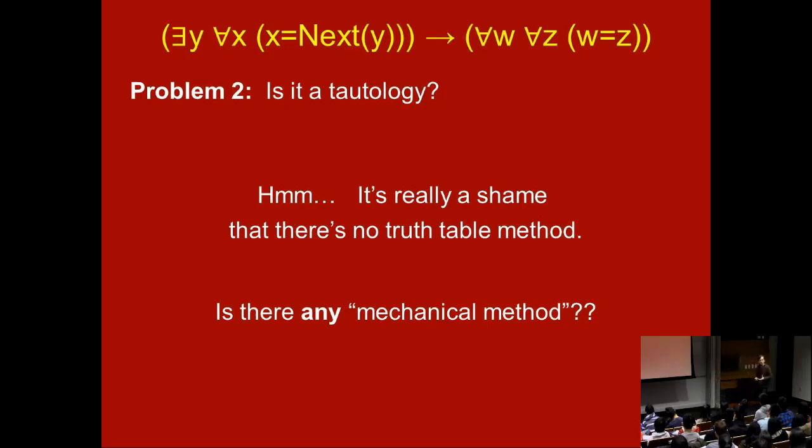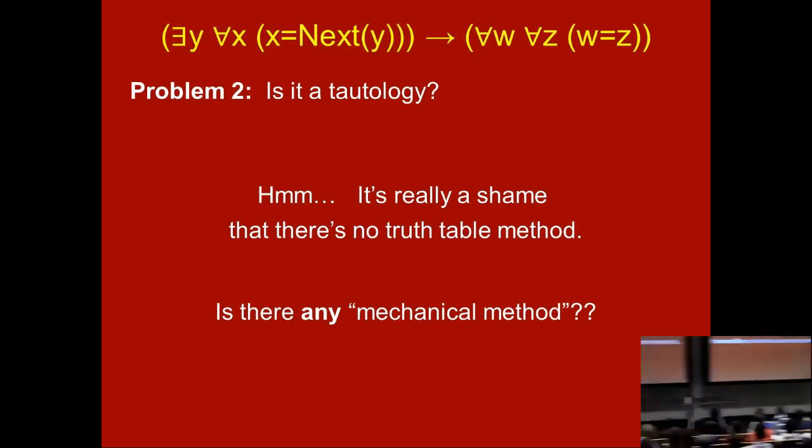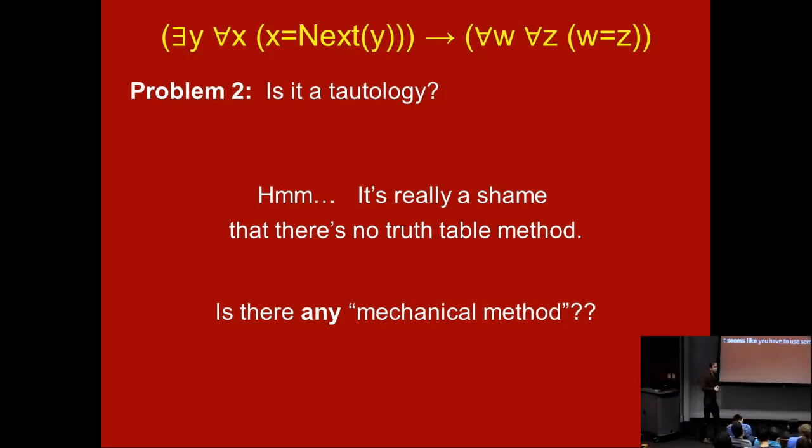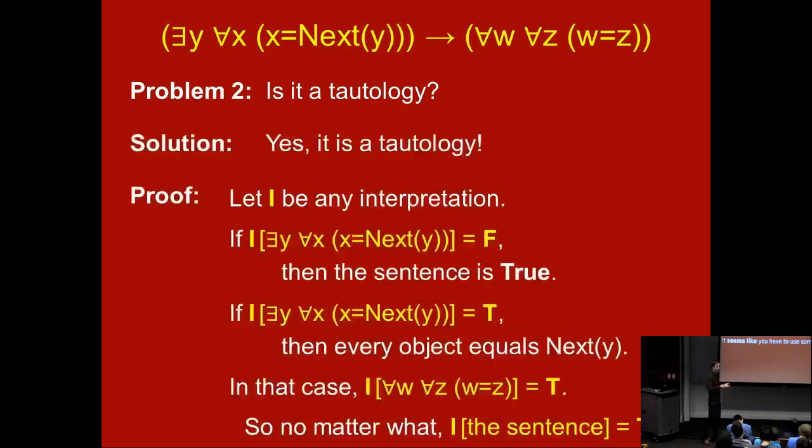But in first order logic, things are harder. You can't do that because there's no truth table method, because to show that something is a tautology, you have to show it's true under all possible interpretations. That means every choice of universe and every choice of what the names in the vocabulary mean. And there's infinitely many possible universes. So seems tough. But sometimes you can do it using good old regular mathematics and good old regular reasoning. And in fact, in this case, you can do it. This one actually is a tautology. And can anybody tell me why?